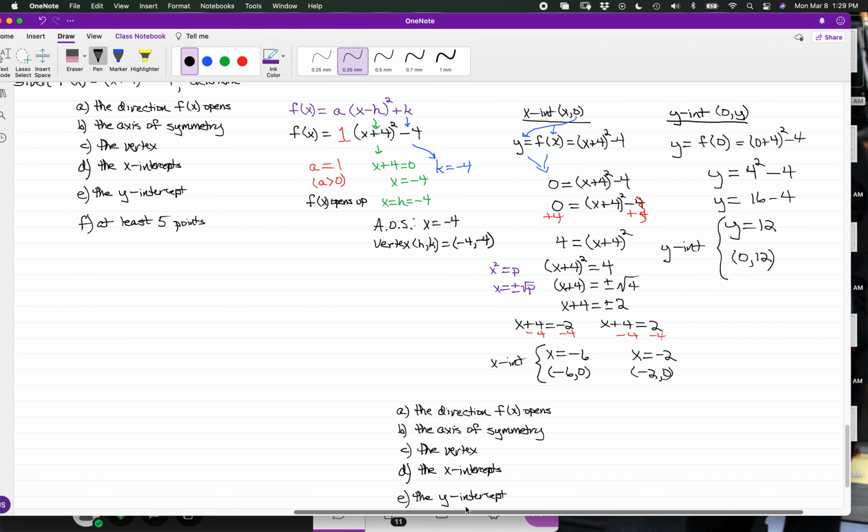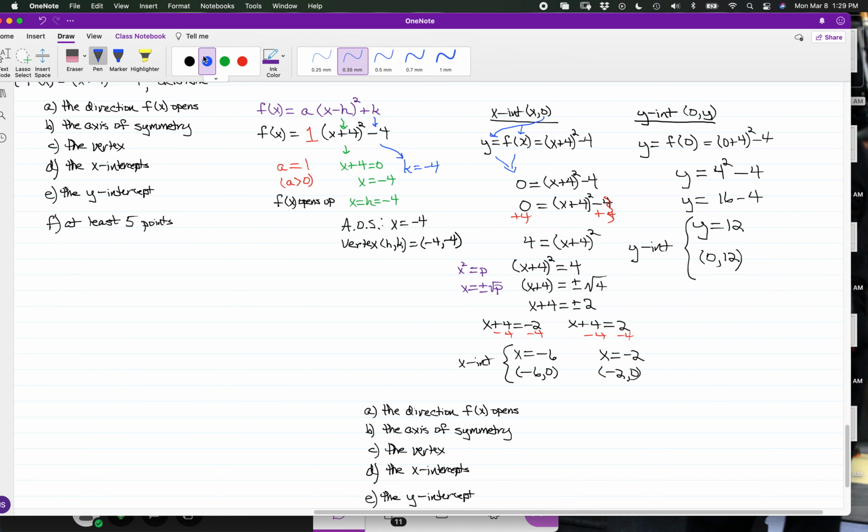Once again, we had that f of x is going to open up. After determining a, h, and k, the graph opens up. The axis of symmetry is at x is equal to negative 4. And again, the vertex is located at negative 4, negative 4. For the x-intercepts, I got negative 6, 0 and negative 2, 0. For the y-intercept, I have 0, 12.